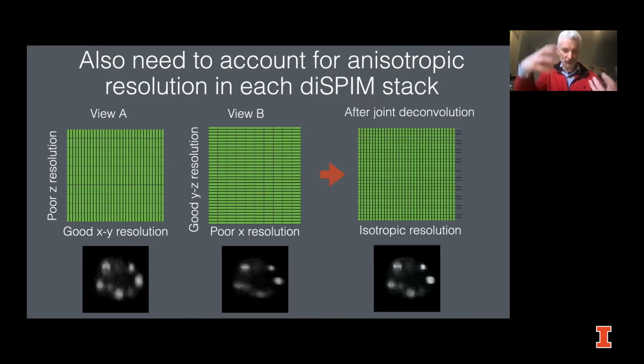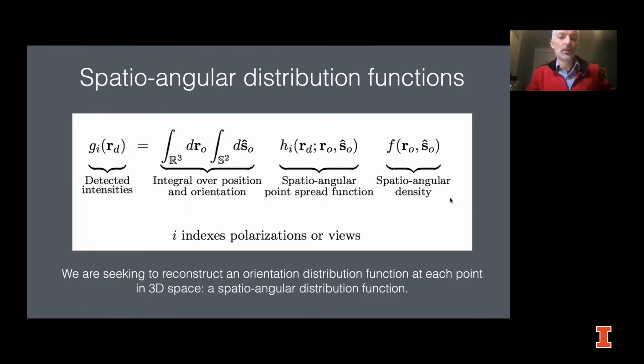And so, Hari's solution was to computationally fuse, using Richardson-Lucy, these 2 volumes to get much more isotropic resolution. Okay, but we still have to model this effect. This effect doesn't go away in our data. Okay, so the forward model that we were working with is the following.